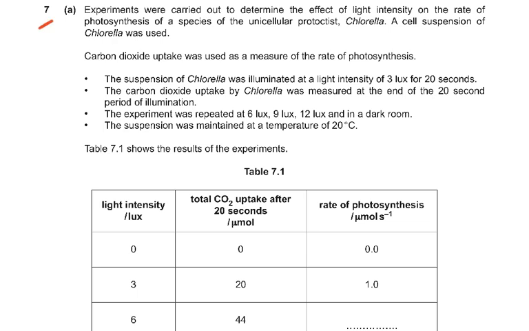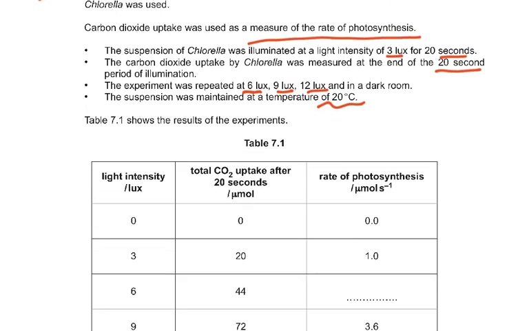Number 7. Experiments were carried out to determine the effect of light intensity on the rate of photosynthesis of a species of the unicellular protoctist Chlorella. A cell suspension of Chlorella was used. Carbon dioxide uptake was used as a measure of the rate of photosynthesis. The suspension of Chlorella was illuminated at light intensity 3 lux for 20 seconds. The carbon dioxide uptake by Chlorella was measured at the end of the 20 second period of illumination. The experiment was repeated at 6 lux, 9 lux, and 12 lux, and in a dark room. The suspension was maintained at a temperature of 20 degrees Celsius. Table 7.1 shows the results of the experiment.